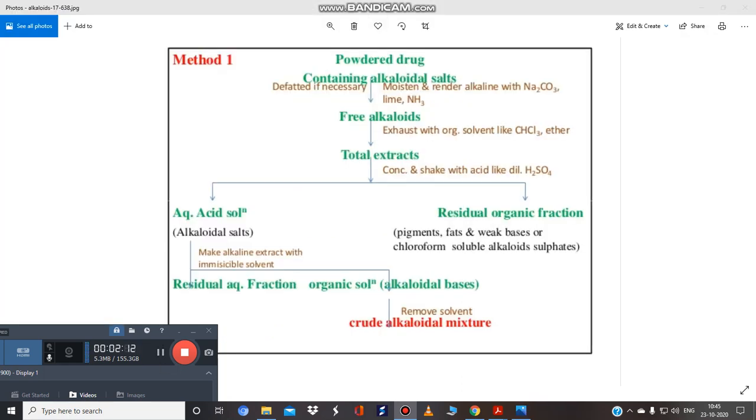This is a general procedure for the extraction of alkaloids. Suppose the alkaloid drug is taken, and when you moisten it with any basic material, the alkaloids become free. So this thing you have to remember. And second, whenever you add an acidic solution or acid to any alkaloid-containing extract, salt will form. So these 2 things are very important for the isolation of alkaloids. First you add a base, it will free your alkaloid, then you add the acid, it will form salt.